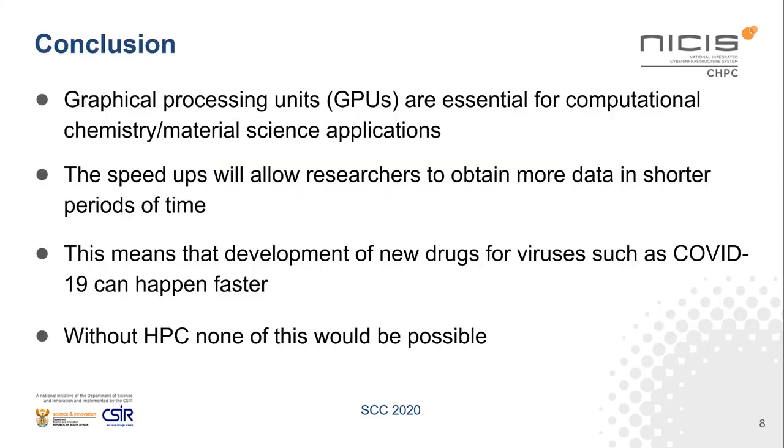From the results obtained, we can conclude that graphical processing units are essential for computational chemistry and material science applications. The speedups will allow researchers to obtain more data in shorter periods of time. This means that development of new drugs for viruses such as COVID-19 can happen much faster. Without HPC, none of this would be possible.